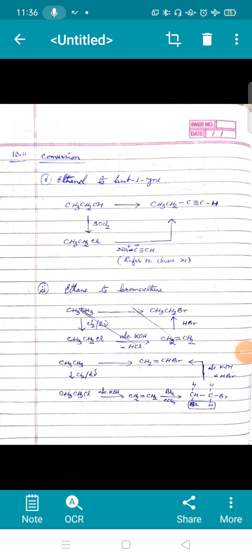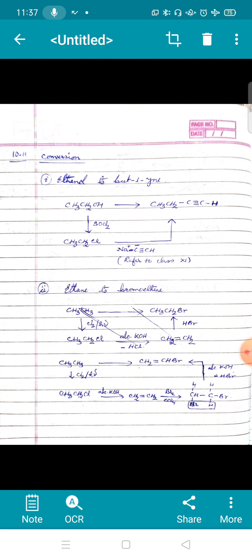Good afternoon, students. Today we shall be discussing how we can carry out chemical conversions, that is, from one molecule to another. We are taking the chapter Haloalkane and discussing question number 10.11 from the exercise. You may open the book.